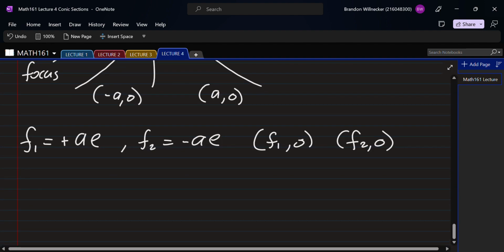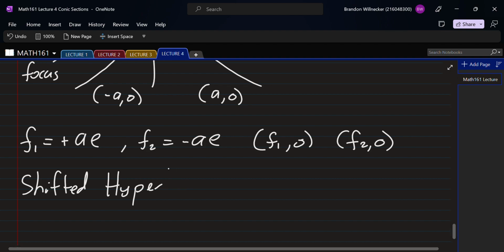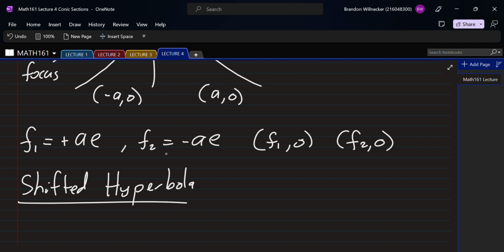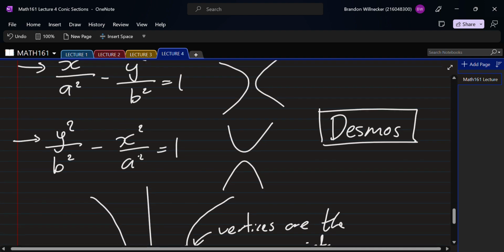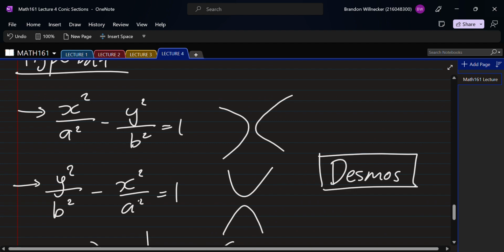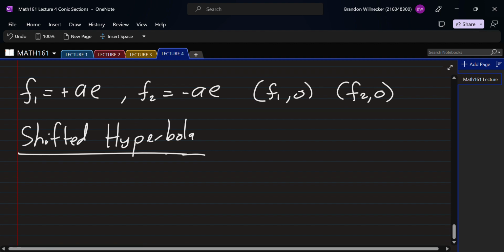Let's have a look at what happens if it is shifted. A shifted hyperbola. In general, we can shift it horizontally or vertically. And also keep in mind that we can have a horizontal type hyperbola or a vertical type hyperbola. Let's look at the first one.